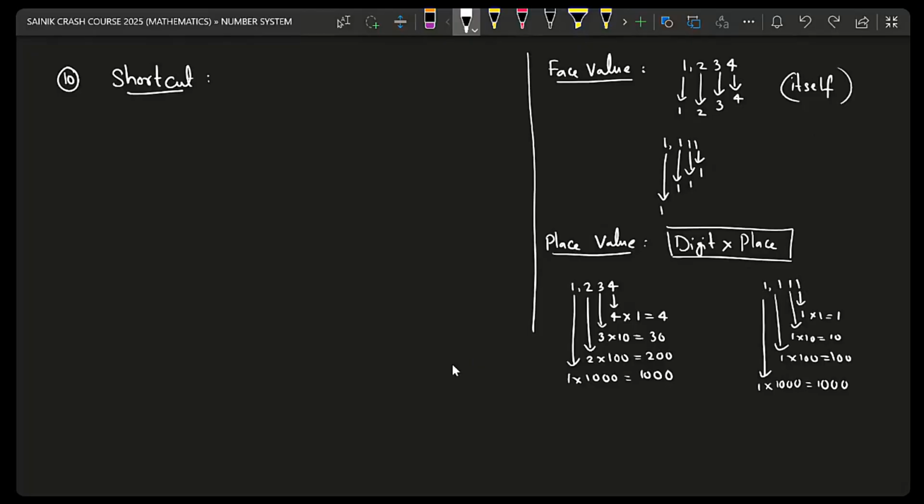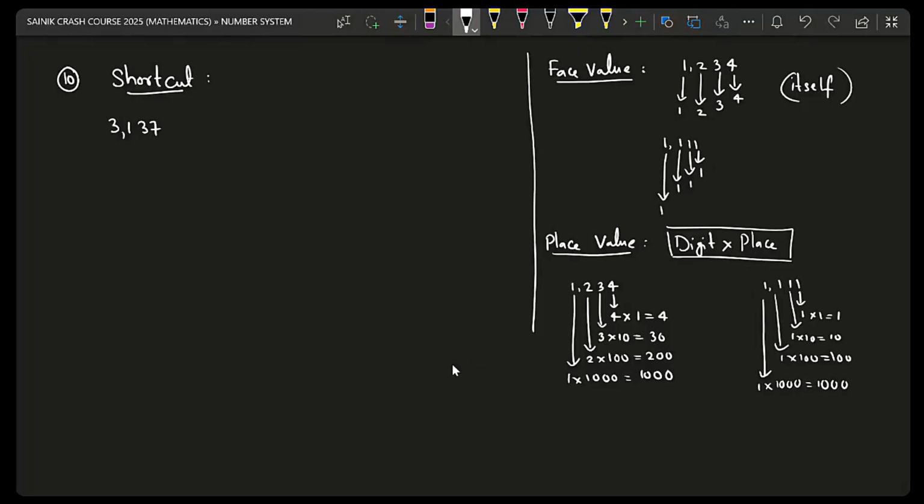So the shortcut for writing Roman numerals is this: you take any number in the Indian system and you want to convert it into a Roman numeral, the best method is to go for place values. It will not give you any confusion. You will always get the correct answer. For example, I want to write 3137 as a Roman numeral. In your head, you can calculate the place values and write accordingly.